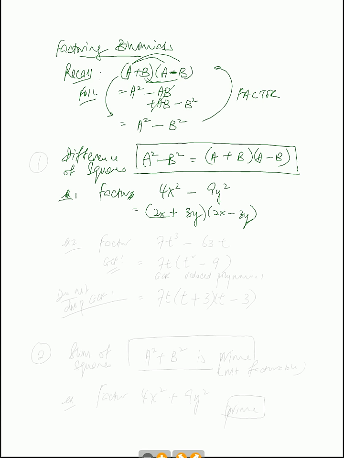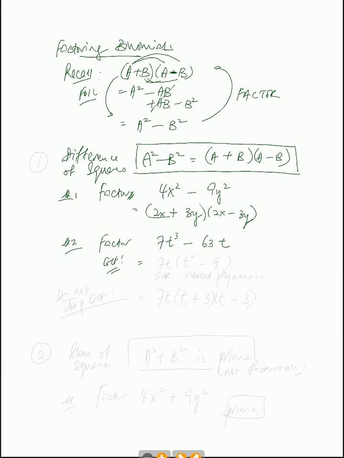Okay, let's try another example. Can you factor, say, 7t cubed minus 63t? Now you notice in this question, at one glance, it seems that it is a binomial. So you would like to use the difference of squares formula, except that they are not perfect squares. So before you jump to the conclusion that it's not doable, you have to remember another rule that we discussed the first time we discussed factoring. You need to look for the GCF.